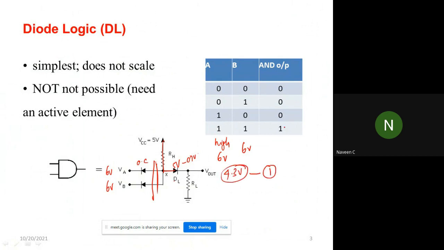1. Remaining all the conditions, either of these two diodes will get shorted. Shorted means this 5 volt will flow across here. So the logic will be 0. If you see V out, other than this condition, remaining all conditions, the V out will be 0.